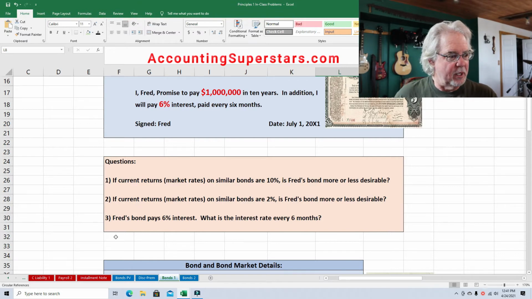That's nice. Number 3, Fred's bonds pay 6%. What is the interest rate every 6 months? We talked about that.